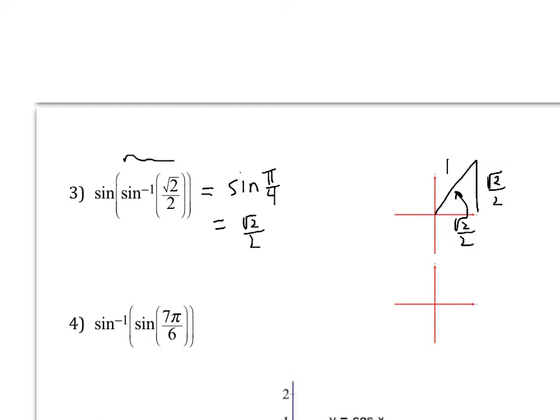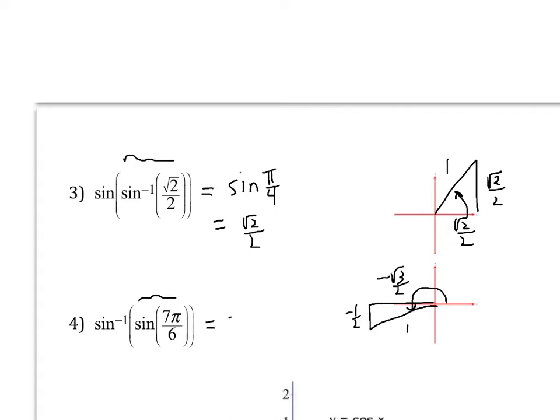But be careful on this next one. Let's first find the sine of 7 pi over 6. Well, of course, 7 pi over 6 is down here somewhere. So the sine, this is negative 1/2, negative radical 3 over 2, and 1. This whole angle here is 7 pi over 6. So the sine would be negative 1/2.